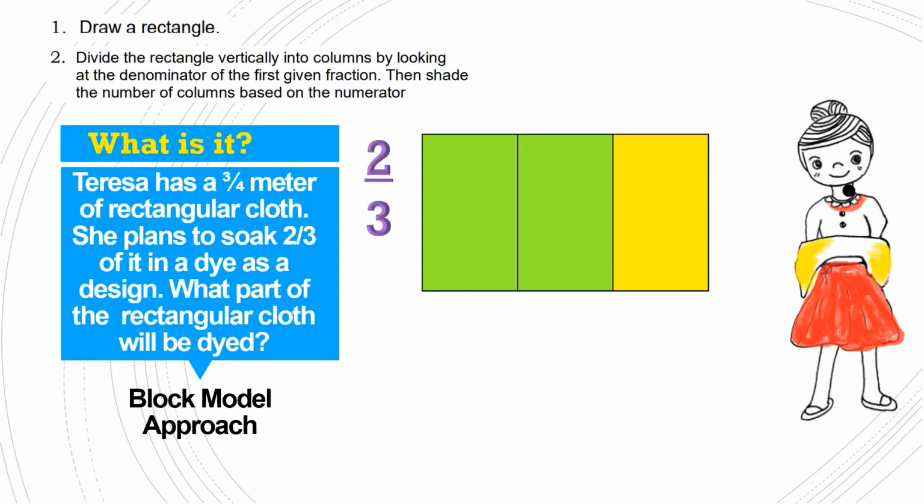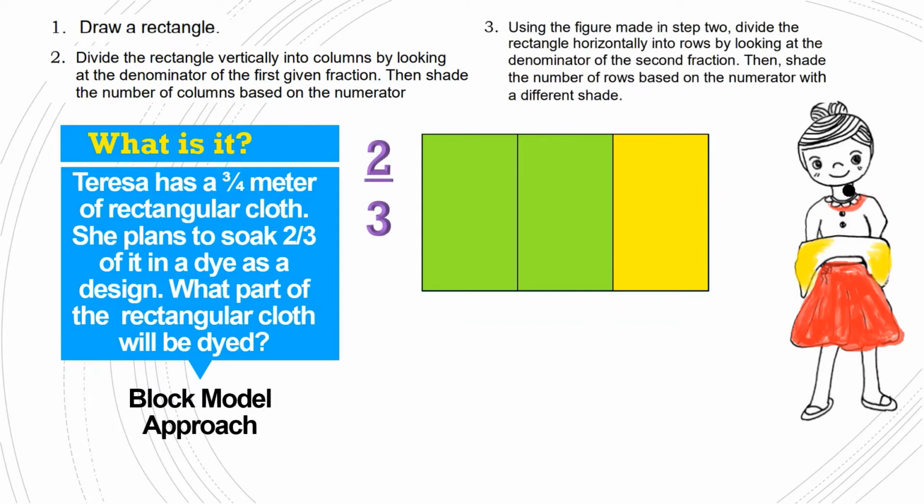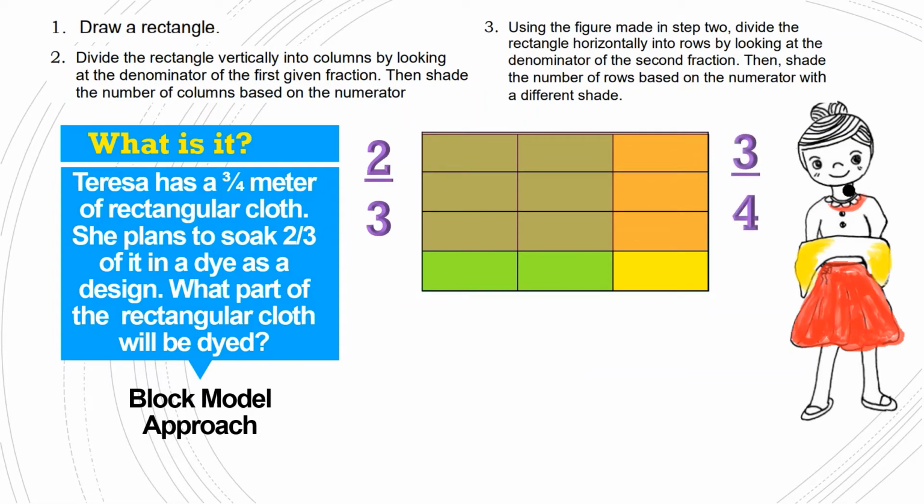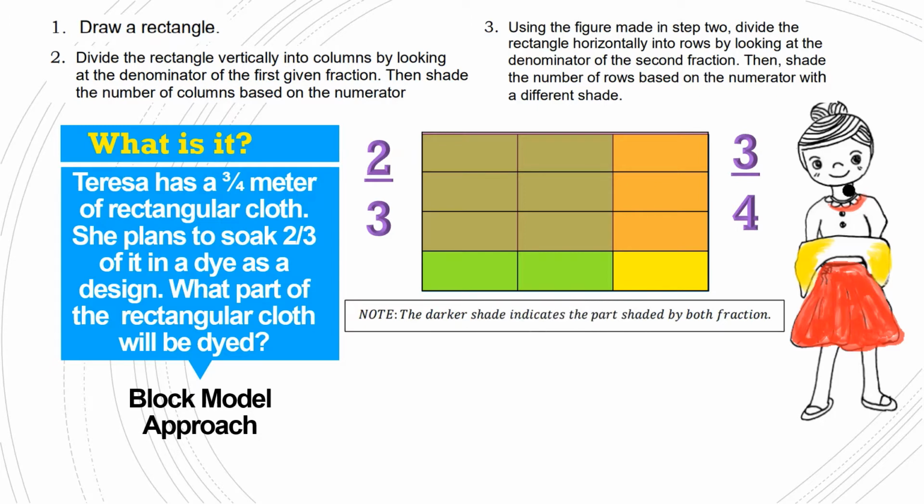So we have 2/3. After that, we divide the rectangle horizontally into rows by looking at the denominator of the second fraction, which is 3/4. Then shade the number of rows based on the numerator with a different shade. It would look like this. That is for 3/4. Please note that the darker shade indicates the part shaded by both fractions.